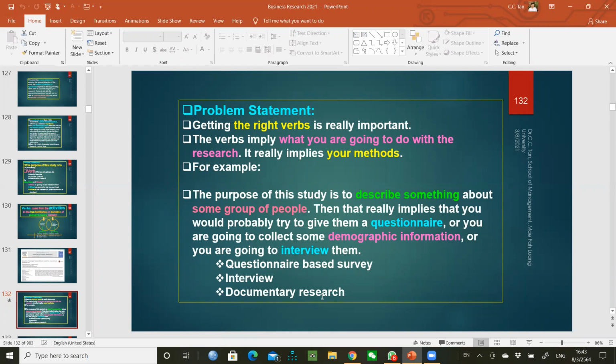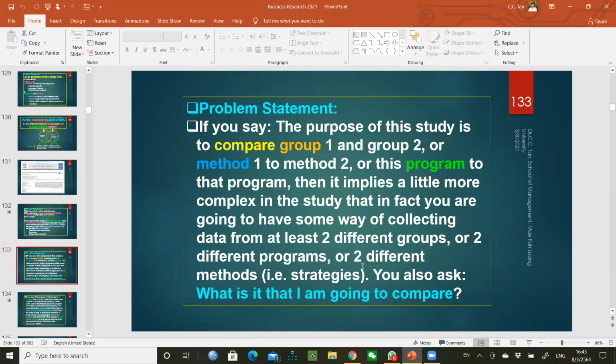Or maybe the males are more active in such and such, and that can only be determined from your research data collection. If you say the purpose of this study is to compare group 1 and group 2, or method 1 to method 2, or program 1 to program 2, then it implies a little more complexity in the study, because you have to collect data from two different groups, two different programs, two different methods, rather than just one particular situation. And then you have to make some statistical analysis, justify and analyze and see what's happening, and things like that.